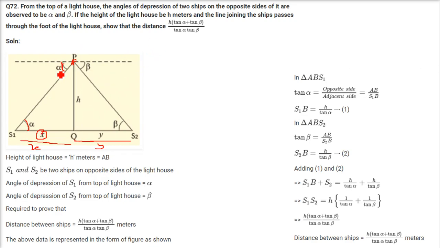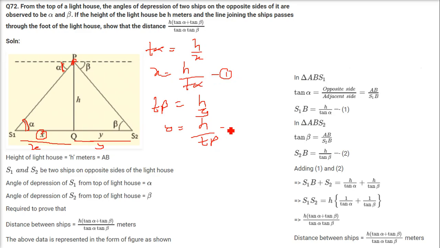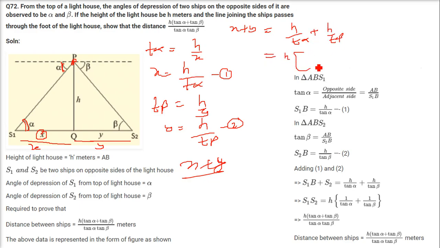First, I'll take this triangle, that is PS1Q. So tan alpha will be equal to perpendicular by base, h by x. This is the first one. So x will be h by tan alpha. In the second triangle, tan beta is going to be h by y. So y will be h by tan beta. So you have to add the first with the second because you want x plus y. So x plus y will be h by tan alpha plus h by tan beta.